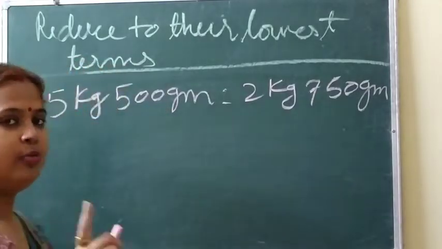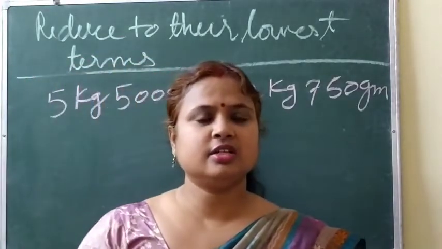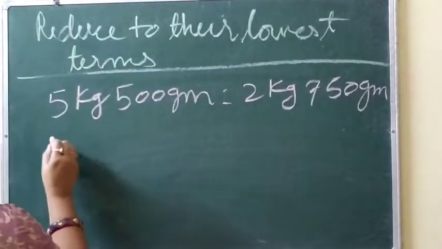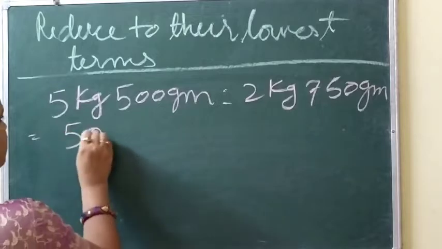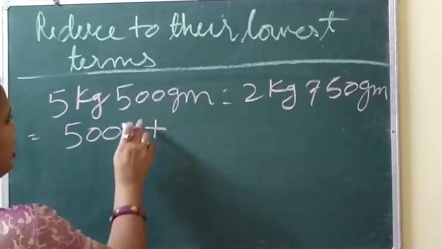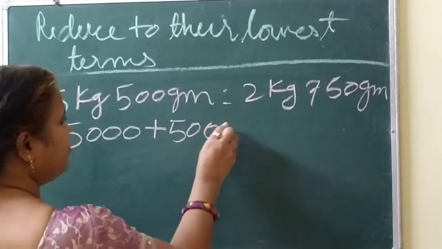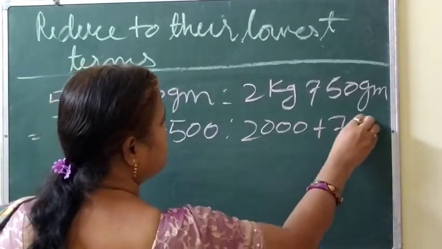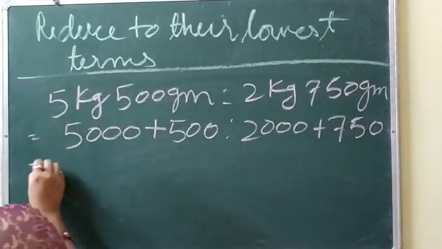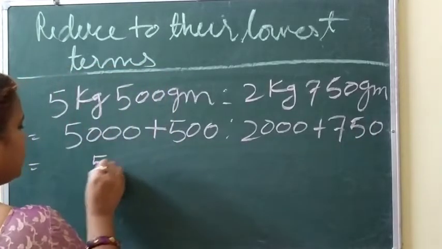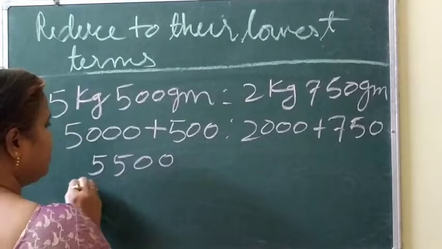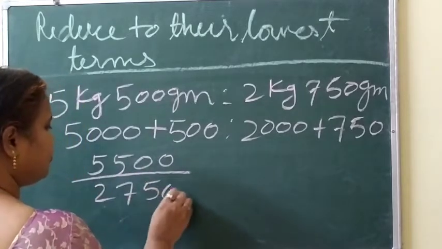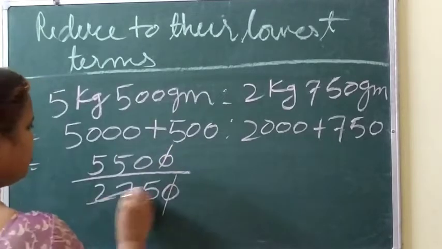So 1 kg is equal to what? 1 kg is equal to 1000 gram. So what here? 5 kg means what? 5000 gram. And this 500 gram we will add. Again 2 kg means 2000 gram plus what? 750. Clear? So 5500 we can write here directly 5500 and divided by what? 2750.